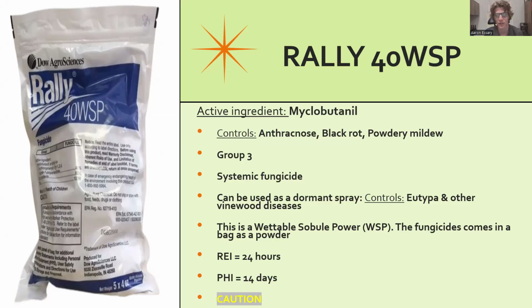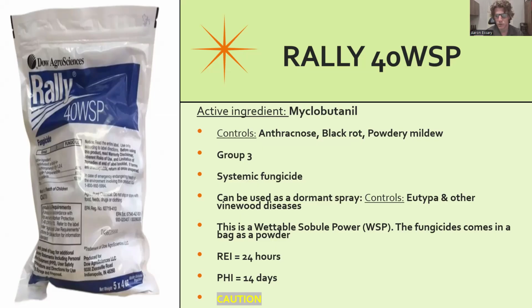It controls anthracnose, black rot, and powdery mildew. And this one is also a group 3 mode of action. So this kills the fungus in a different way than Dithane does. This one is systemic though. The grapevine will actually take this up through the leaves or through the roots and push it through its vascular system, and it'll translocate through the whole plant.